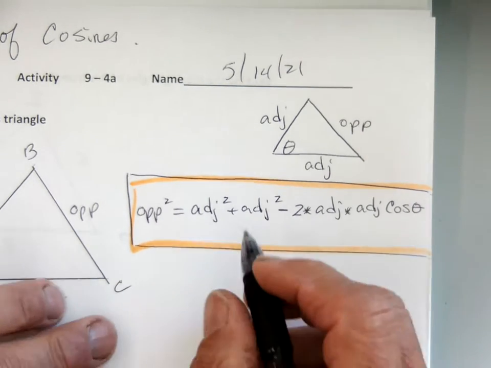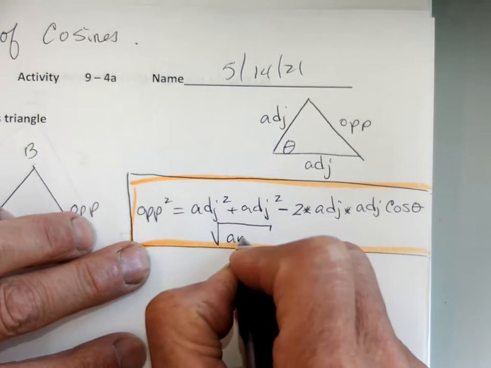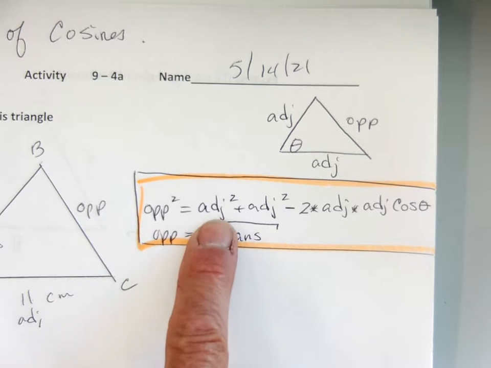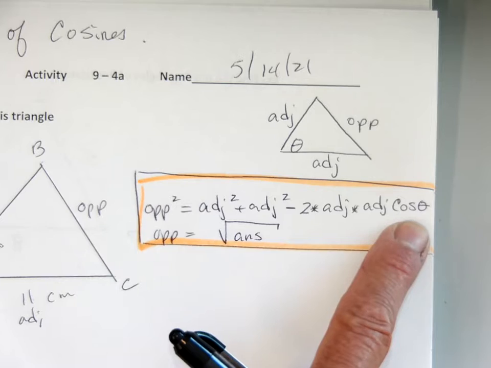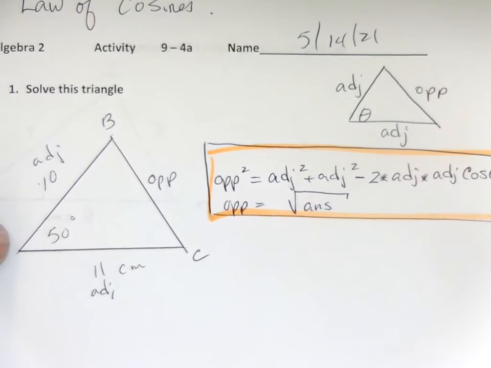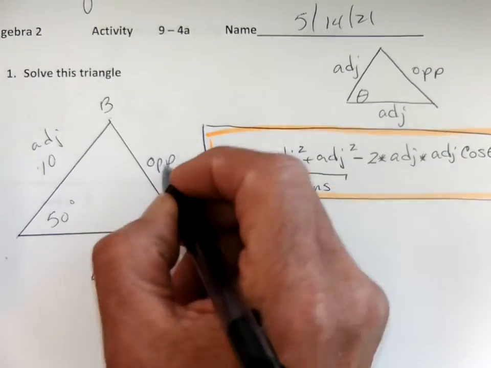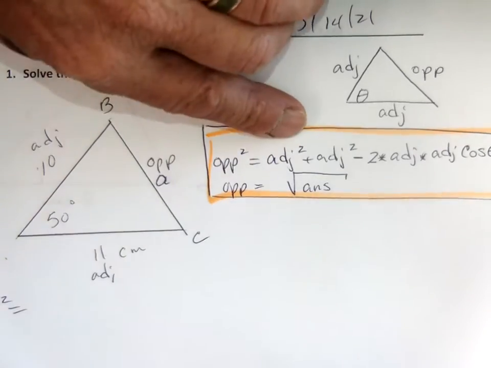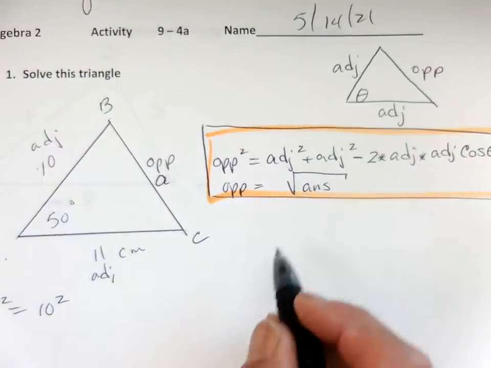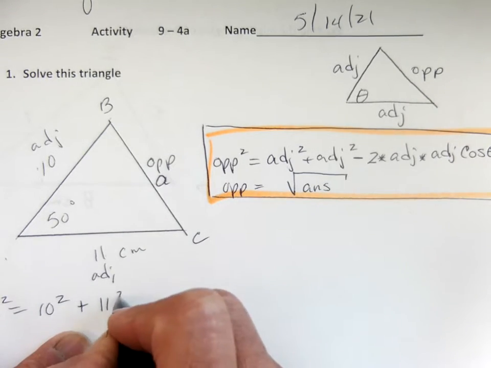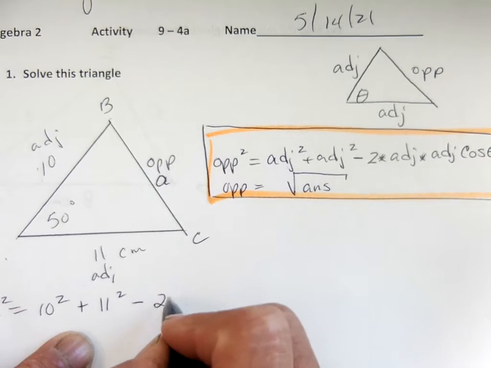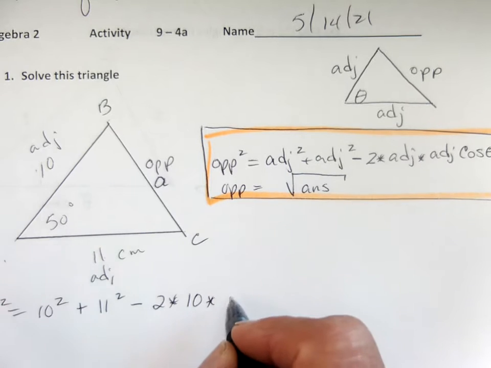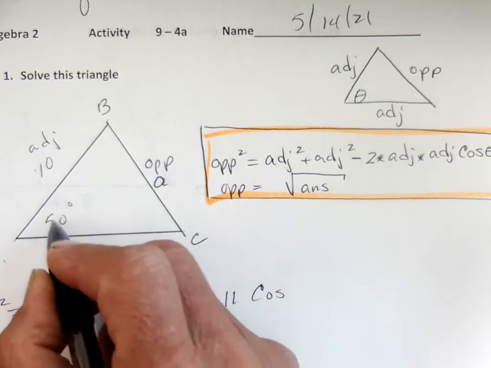Now, there's one more step, and that is you're going to have to take the square root of your answer because it's opposite squared, okay? So, if that's our formula, opposite squared is equal to adjacent squared plus adjacent squared minus 2 times adjacent times adjacent times the cosine of the angle, let's look at this triangle here, okay? So I'm going to set up opposite squared, which would be little a, the opposite side squared, equals the adjacent squared, which is 10 squared, plus the other adjacent squared, 11 squared, subtract 2 times my adjacent, which is 10, times my other adjacent, which is 11, times the cosine of my angle, which is 50.